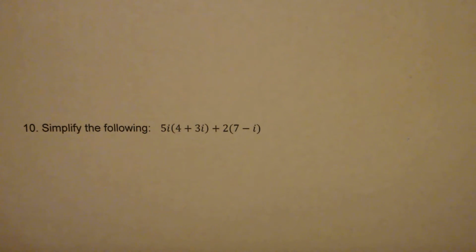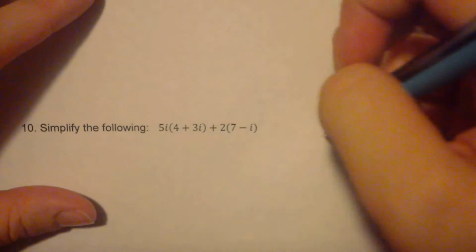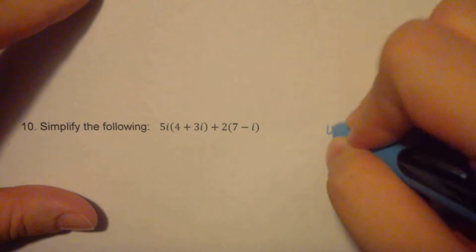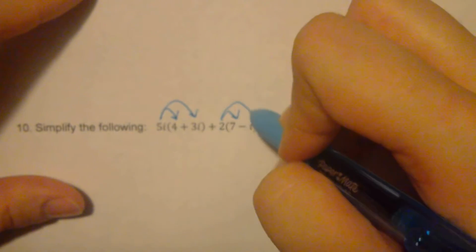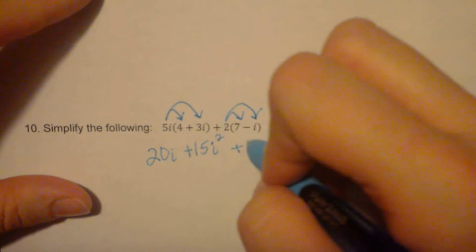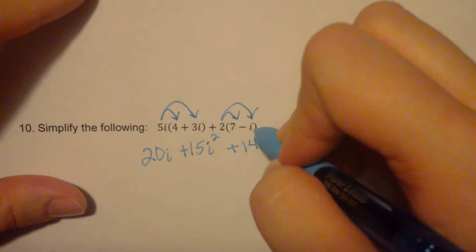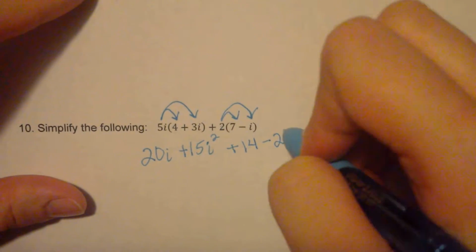And since we have a test coming up, I'm going to go over a review problem with i. i squared is negative 1. So I'm going to distribute the 2. So 5i times 4, that's 20i. 5i times 3i, that's 15 i squared. 2 times 7 is 14. 2 times negative i is negative 2i.